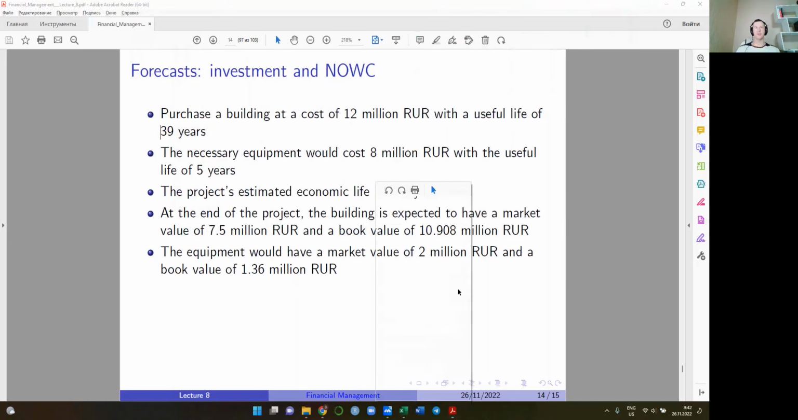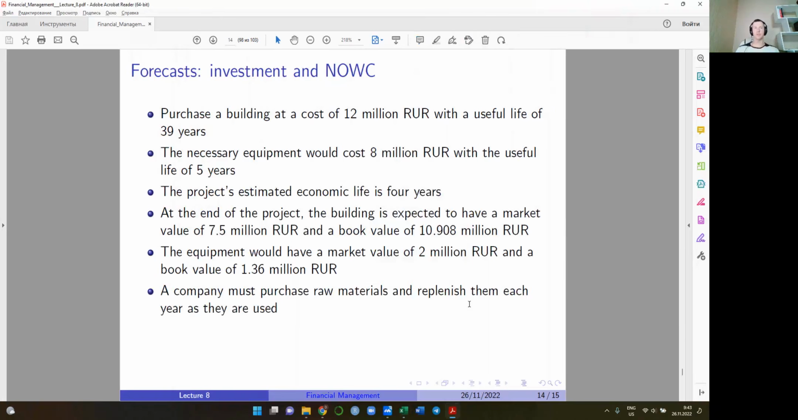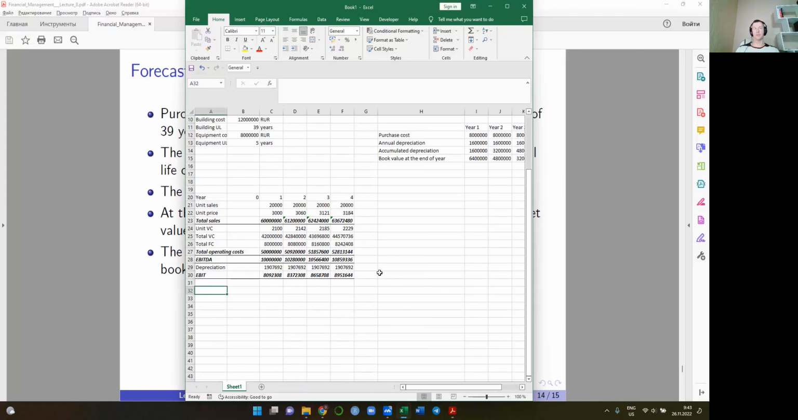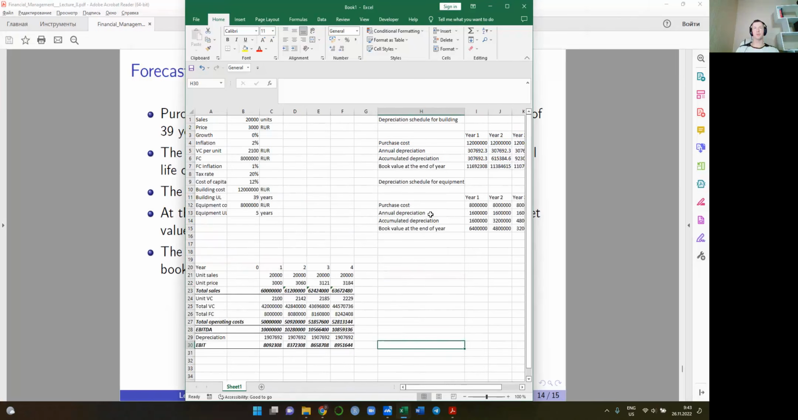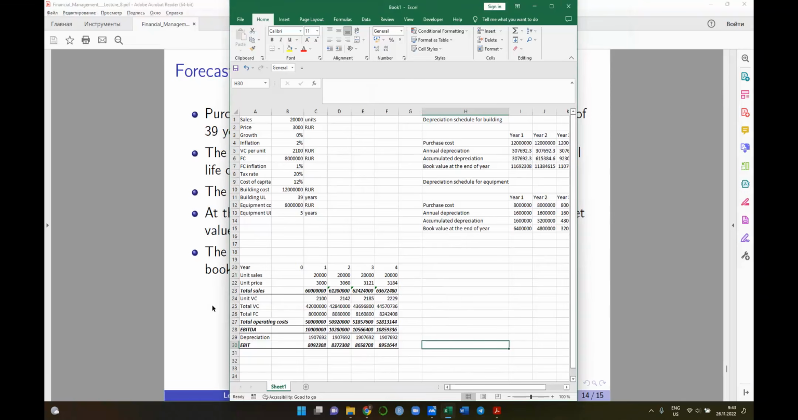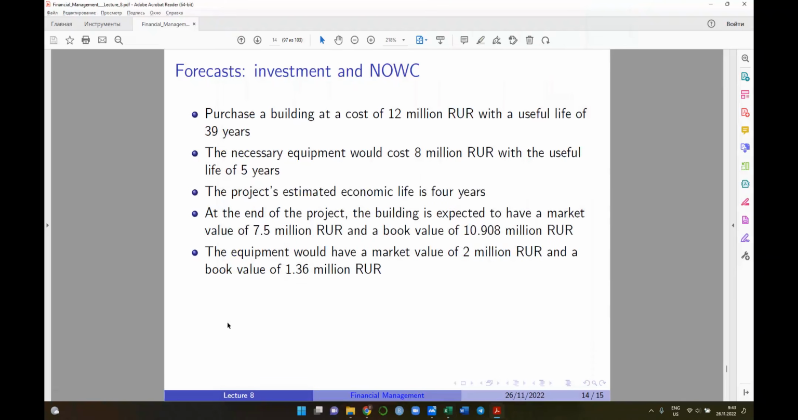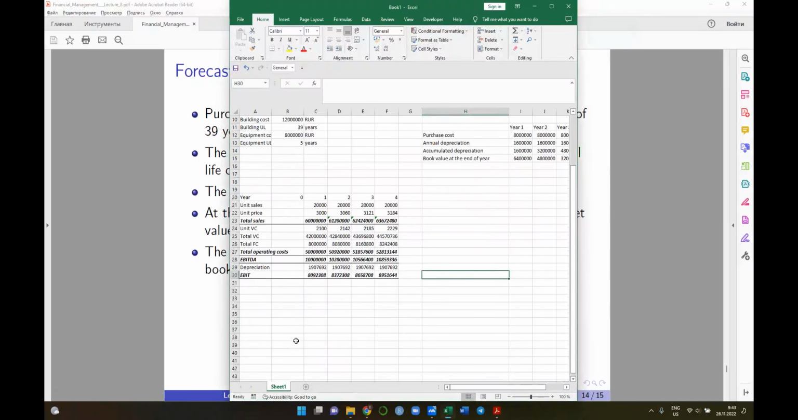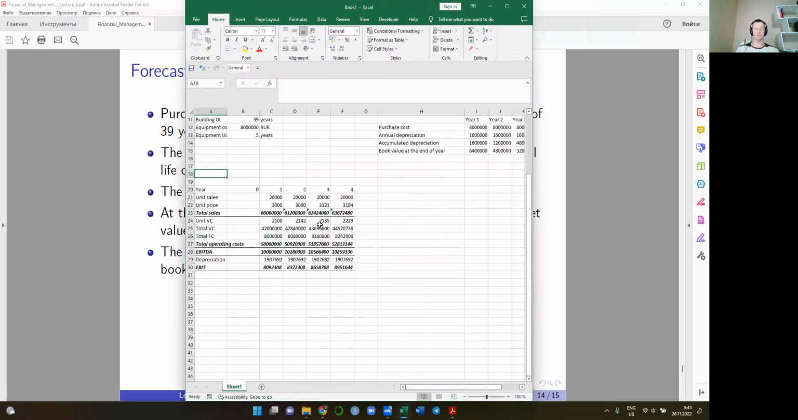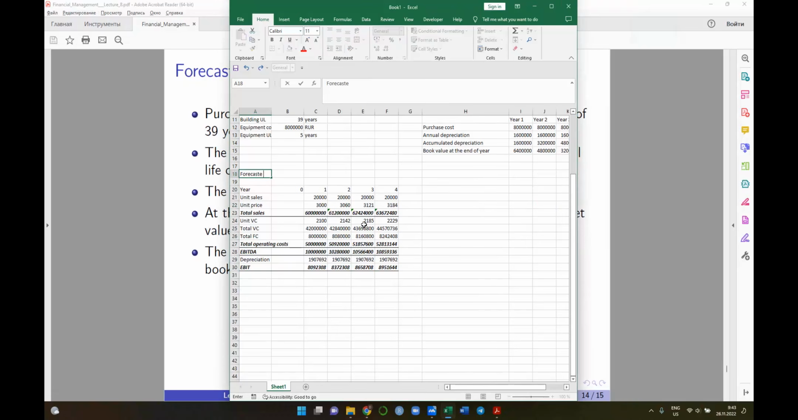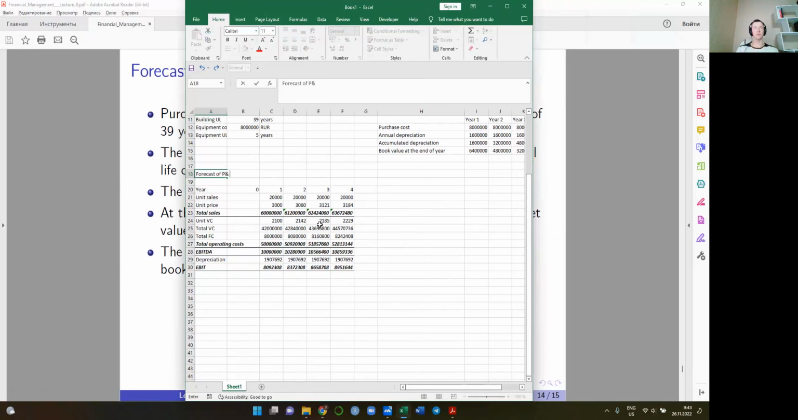Now one additional thing here related to the salvage value. So we see that the useful life of both pieces of fixed assets is longer than the project economic life. So that's why we can sell them. And here we have prices 7.5 and 2 million at the end of the 4th year. Yeah, so later on we will implement this as well. So we can call this forecasted profit and loss P&L statement.